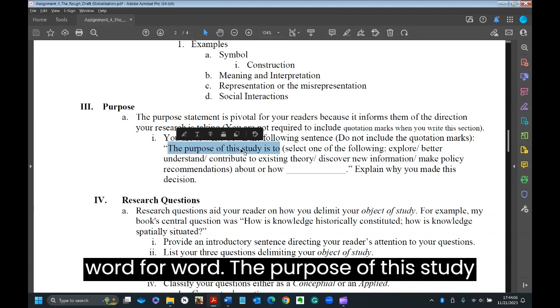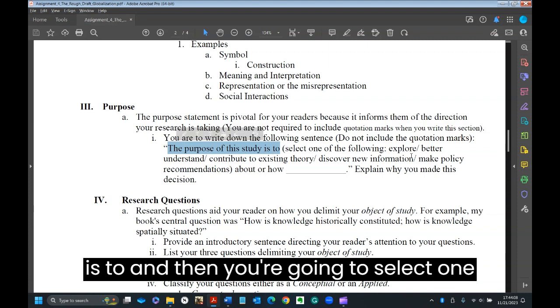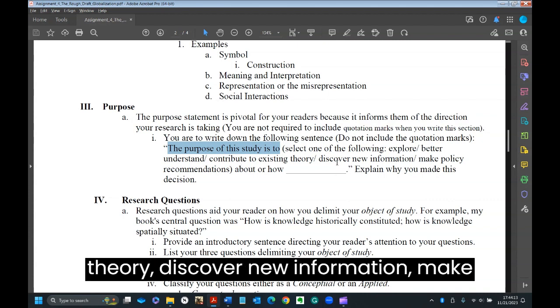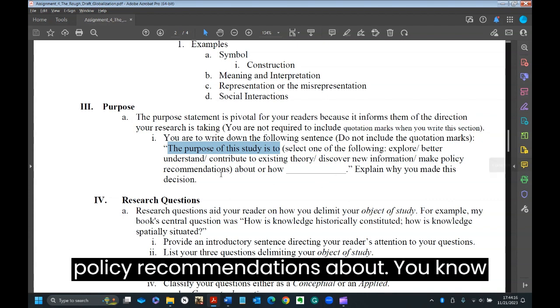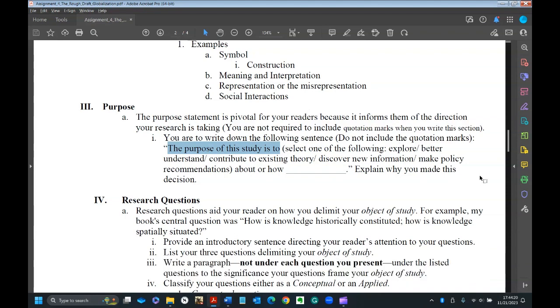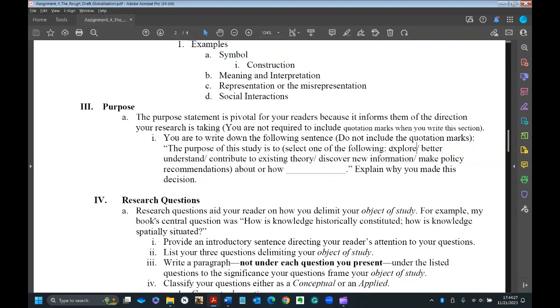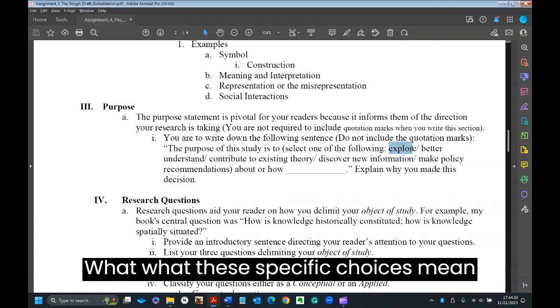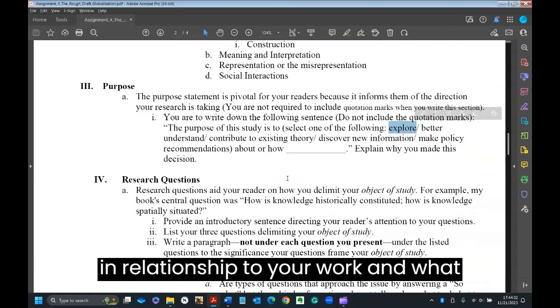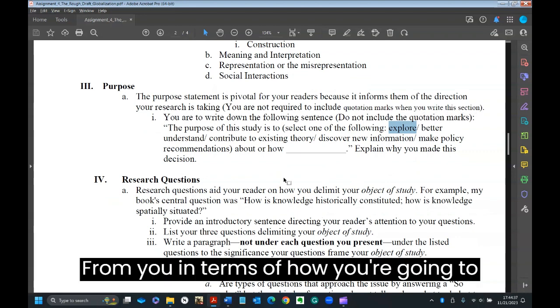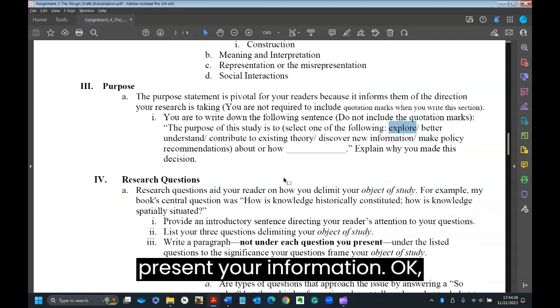The purpose of this study is to, and then you're going to select one of these terms: explore, better understand, contribute to existing theory, discover new information, make policy recommendations about your particular topic, and then explain why you made this decision. Okay. Just to sort of recap what these specific choices mean in relationship to your work and what your reader will expect from you in terms of how you're going to present your information.